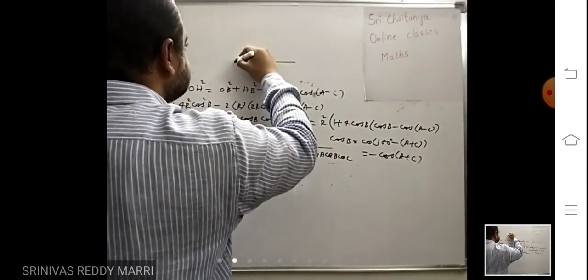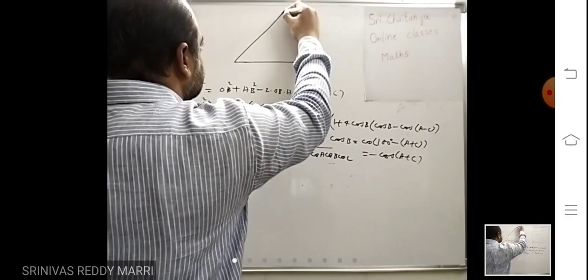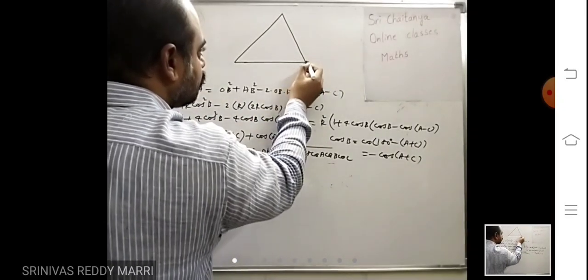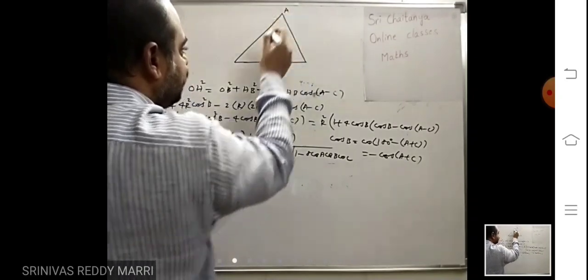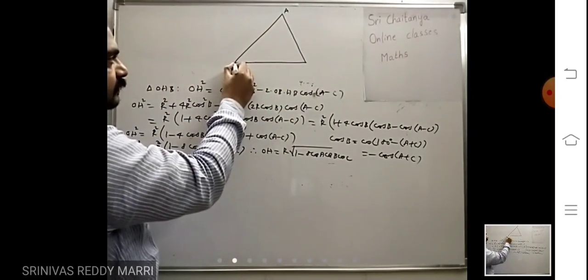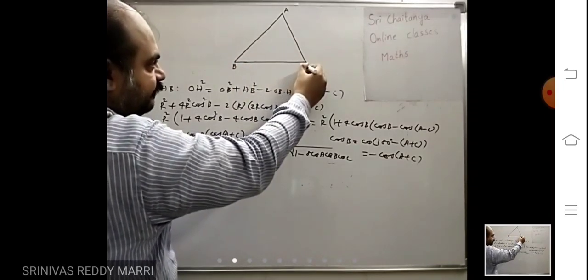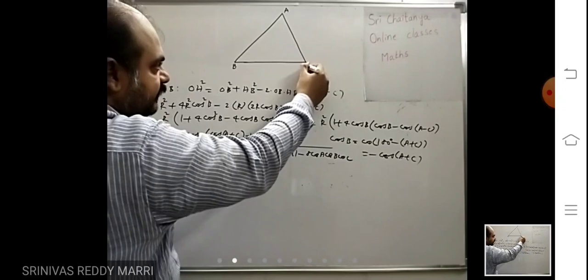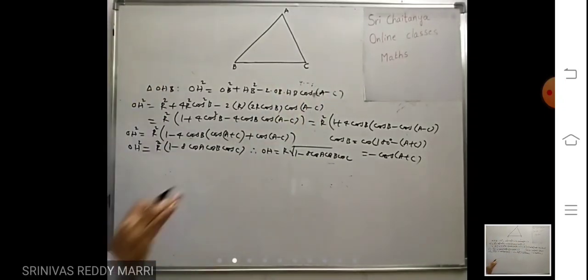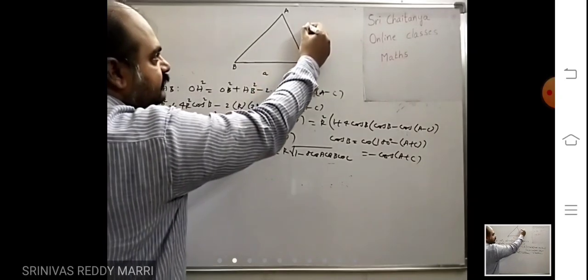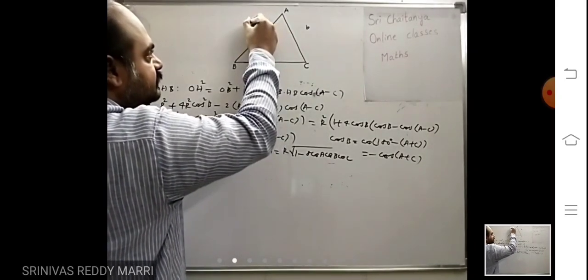There is a triangle ABC. In the advanced exam, you will get one comprehension on whatever I am telling, so listen carefully. This is the triangle ABC. This is length A, this is length B, this is length C.